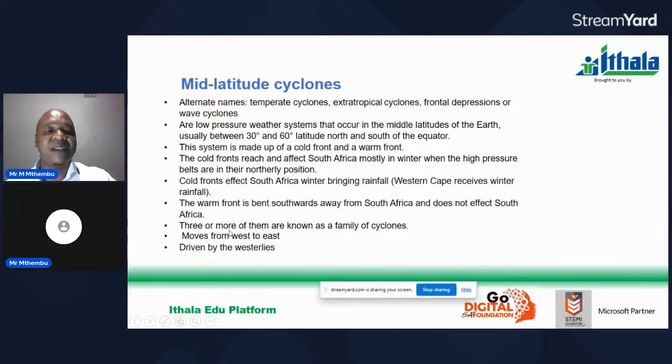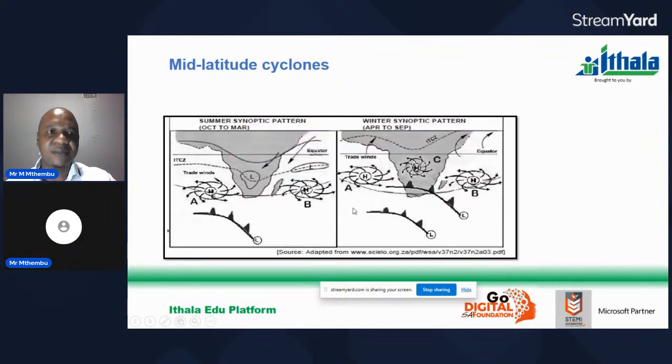If there are three or more mid-latitude cyclones, they are known as families of cyclones. Also, a mid-latitude cyclone moves from west to east, driven by the westerly winds. So these are your mid-latitude cyclone characteristics that you need to know.